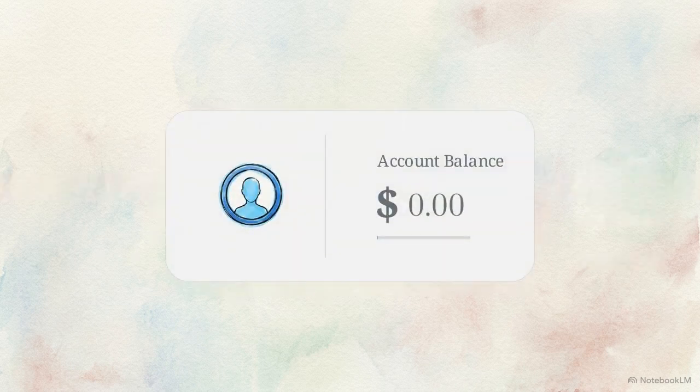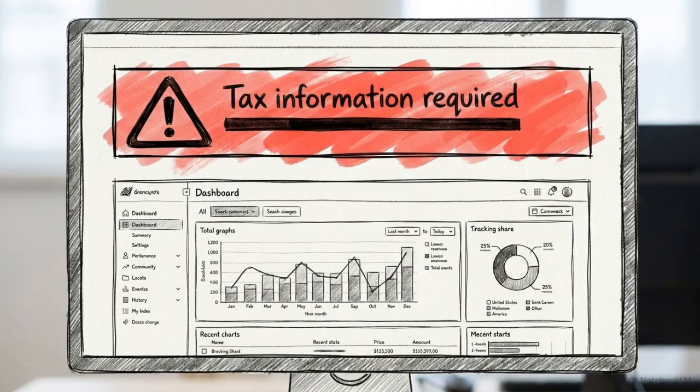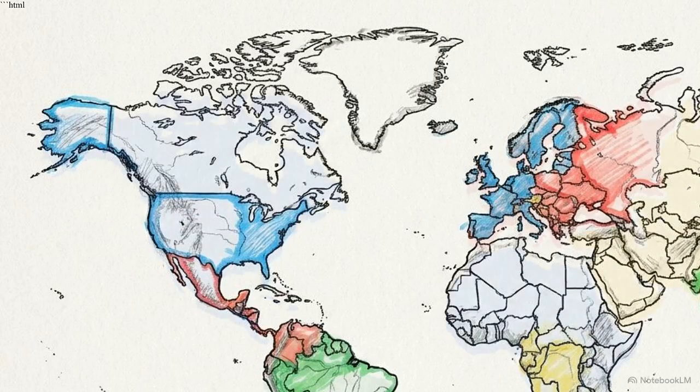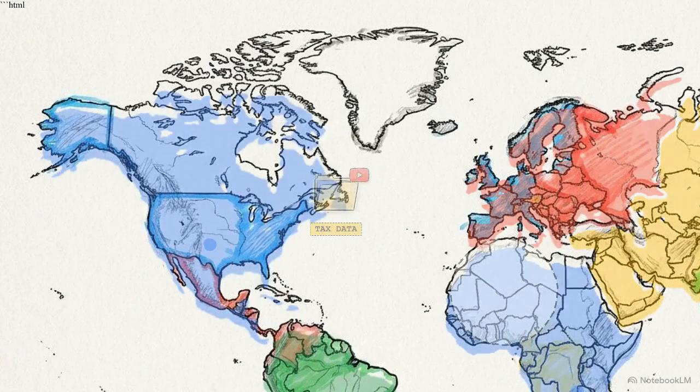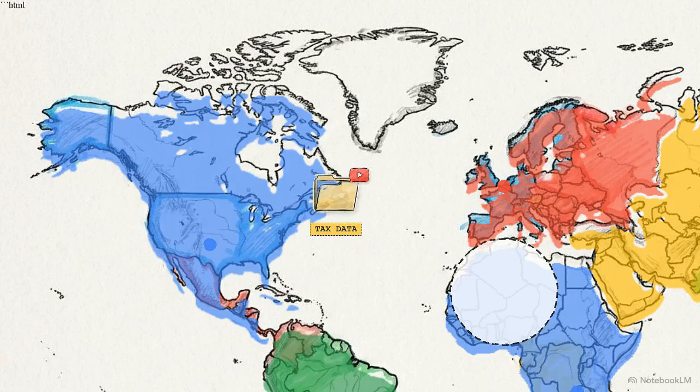The entire payout journey officially activates the moment your account balance hits $10. Crossing that $10 mark triggers this dashboard alert. It is your first major requirement, submitting your tax information to Google. There is a strict rule to note here. If you are monetizing on YouTube, you must submit this tax data regardless of what country you actually live in.